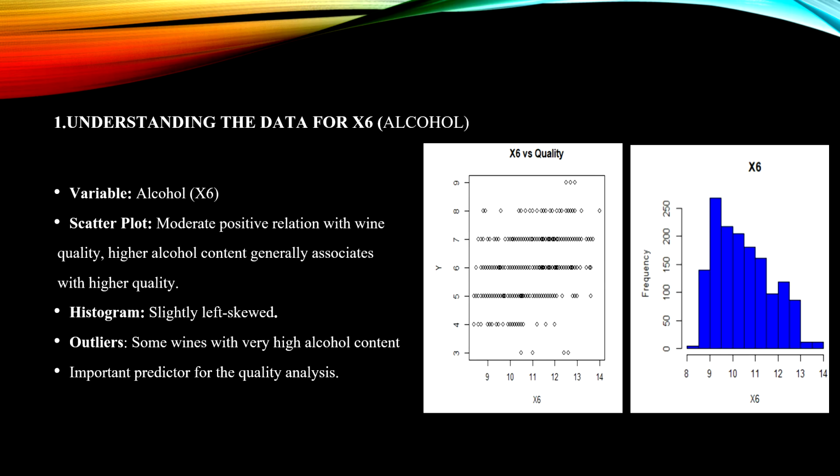Coming to the last, that is X6, the alcohol. Here the scatter plot shows a moderate positive relationship with the wine quality. Higher alcohol content is generally associated with higher quality. Here the histogram is slightly left skewed. Also, the scatter plot confirms the trend. Alcohol is one of the most significant predictors.